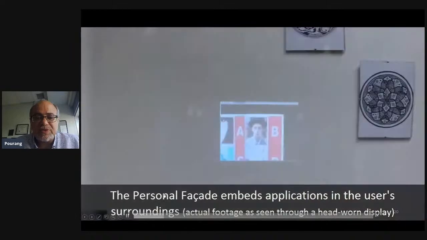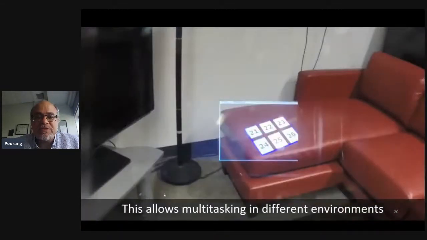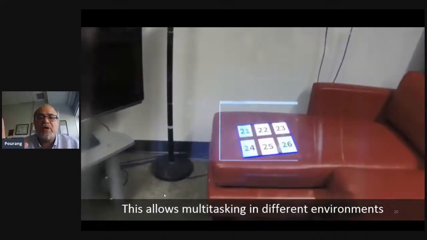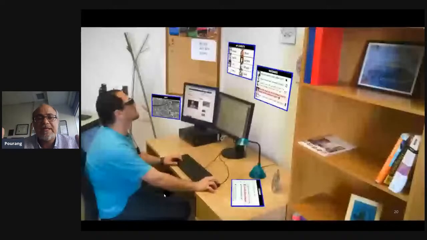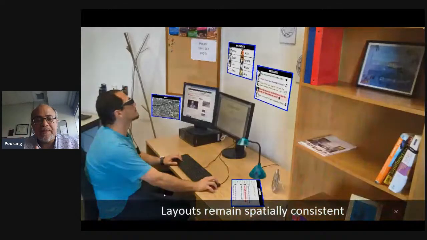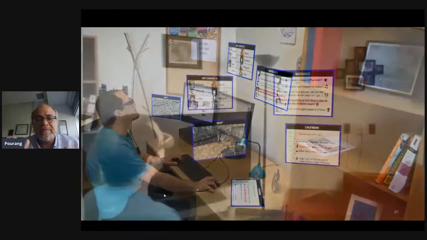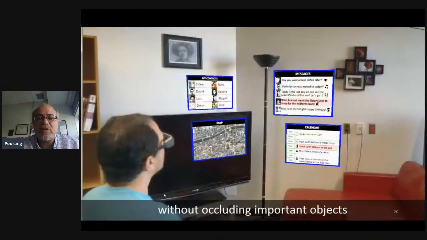So here's something we call the personal facade, which basically scans the user's environment. What it's doing is basically interested in putting content in locations that are most appropriate for the user in terms of how they've defined it. And regardless of where they happen to be, whether they happen to be at work or at home, it maintains some level of spatial constancy.